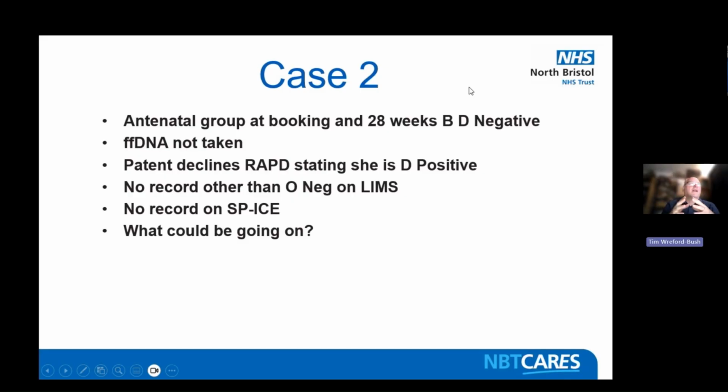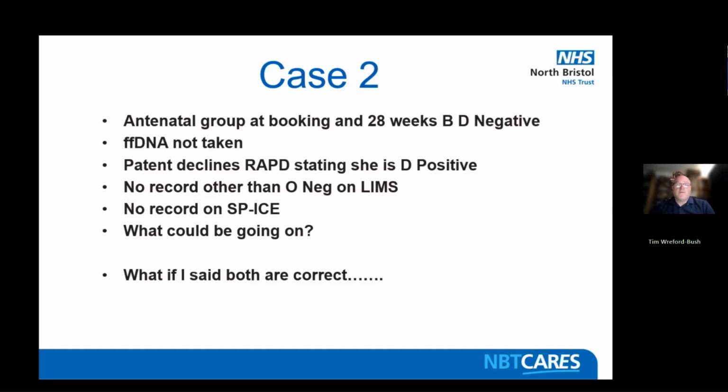Case 2. Right. Antenatal group at booking and at 28 weeks was B D negative. The fetal feed today wasn't taken for whatever reason. The patient declines routine antenatal prophylactic anti-D, stating that she knows she's B positive. We've got no record other than O negative on our LIMS system. There's no record on SPICE. What could be going on? I've got a few minutes, so I'm not going to ask for any typing on this. So let me tell you that actually they're both correct.